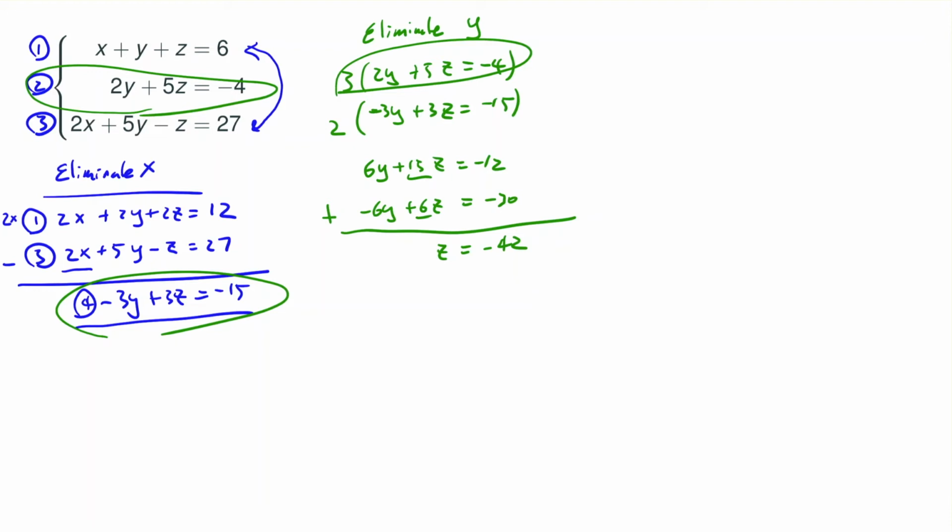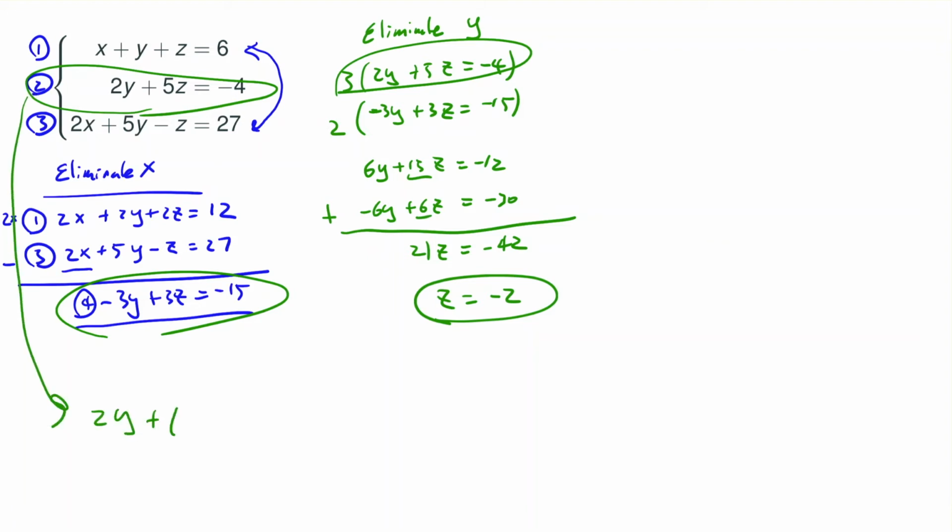15 plus 6 is 21, right? So z is negative 2. So we found what z is. Once we know what z is, we can also solve for y, looking at the second equation, right? Well, 2y plus 5 times negative 2 must be negative 4. So we can solve for y. 2y minus 10 equals negative 4. 2y equals positive 6. Y must be 3.